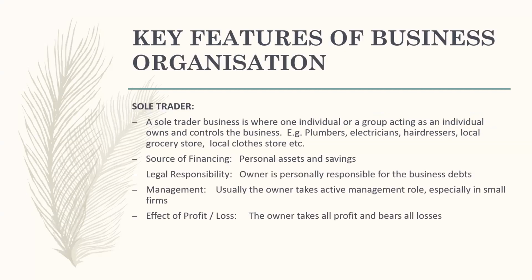Let's look at some of the key features of a business organization. We're going to first look at the sole trader. A sole trader business is where one individual, one person, or a group, it could be a group of people that exist. So let's just say there are 3 or 4 people in that group, they're acting as one. So you will still see it as a unit. So it is where one individual or a group acting as an individual owns and controls the business.